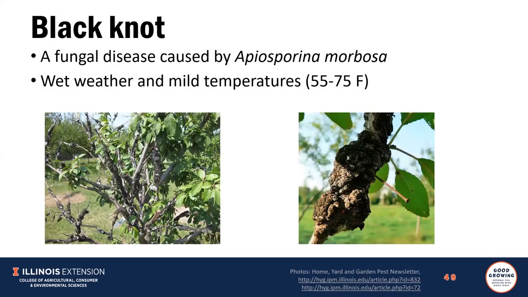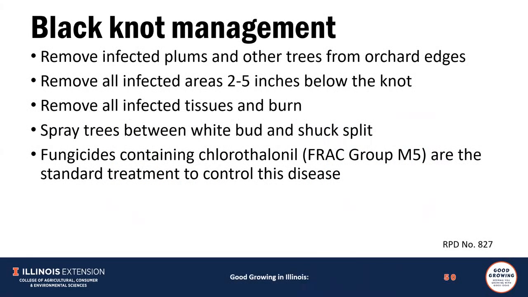Black knot causes cankers. It's a fungal disease. It can show up mostly in the twigs and branches. You'll often notice the swollen area, and it needs adequate moisture for this fungus to occur. So you want to remove the infected plums or other trees from the orchard edges. Remove the infected areas 2 to 5 inches below the knot or where that swollen area is, and then burn that material and get it out of the orchard. Spray the trees between white bud and shuck split, and again rotate your fungicides.